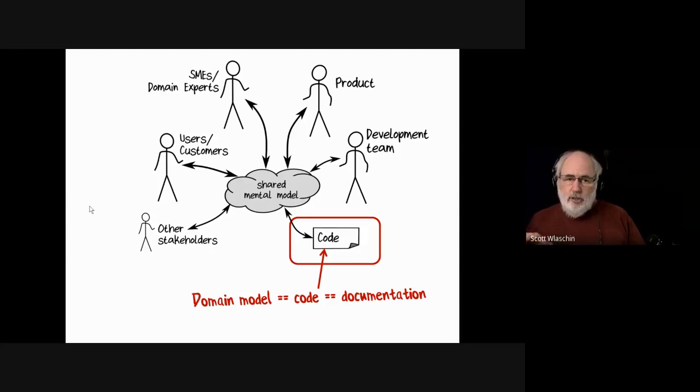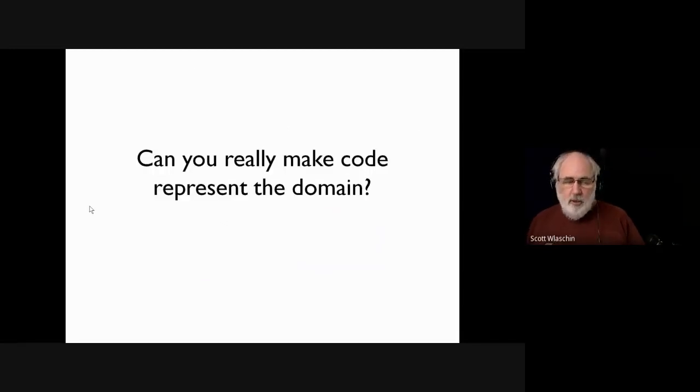So the idea is you put this shared mental model into your code. That's the domain model, or the code as documentation and domain model. Everything that's important belongs in the code as well. And that way it never gets out of date. It's always in sync. So the common language that you use when you're talking to people is the same common language you use when you're writing code. That's the basic idea behind domain-driven design. Now, at this point, most people say, that's a nice idea, but can you really make the code represent the domain? Is that even possible?